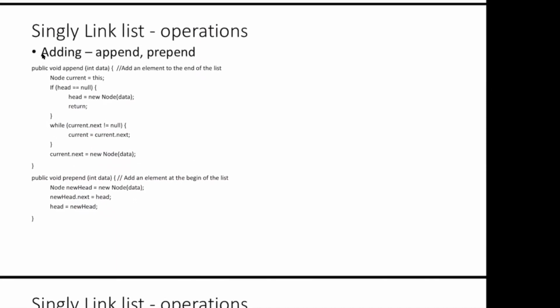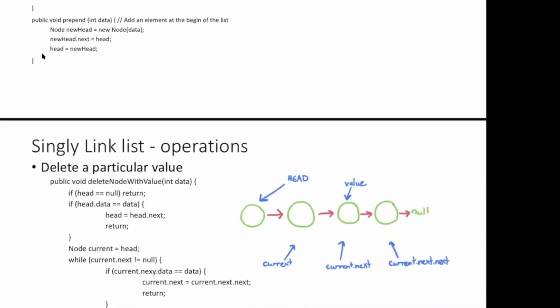The next after append is prepend. Prepend always adds an element to the beginning of the list, so you just have to modify your head. You save your head, get a new object, the new head's next is equal to head, and the head is pointing to the new head. So this is also straightforward. I might be going a little bit fast because this is just a brush-up review session, so I'm not going into details. Feel free to stop me if you have any questions.